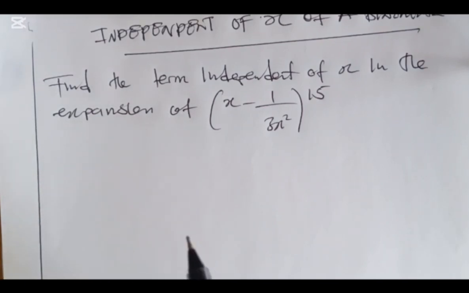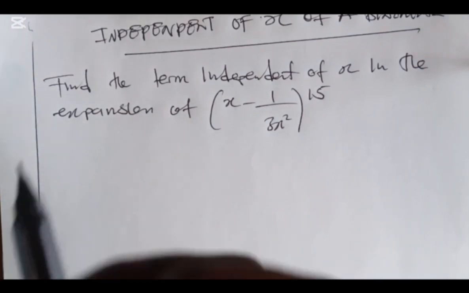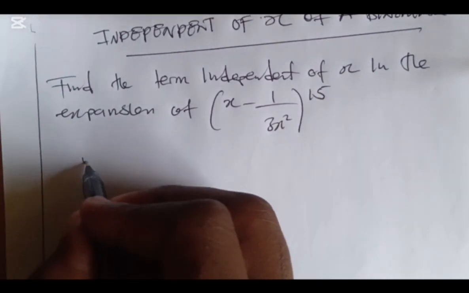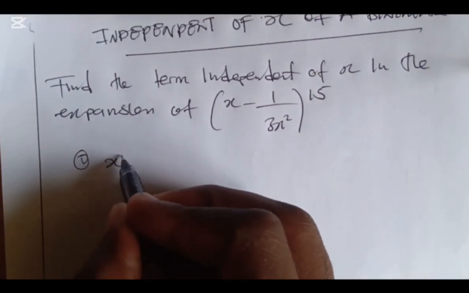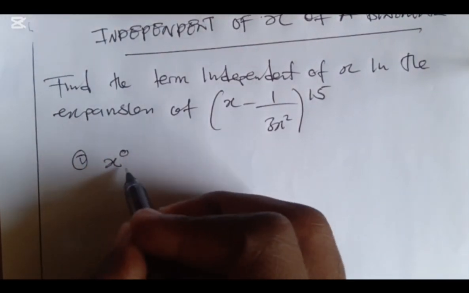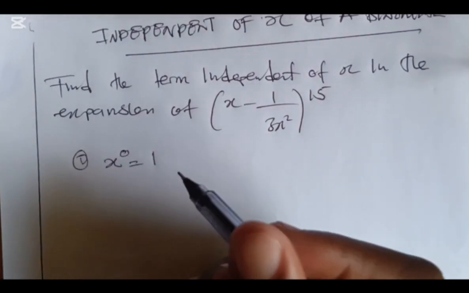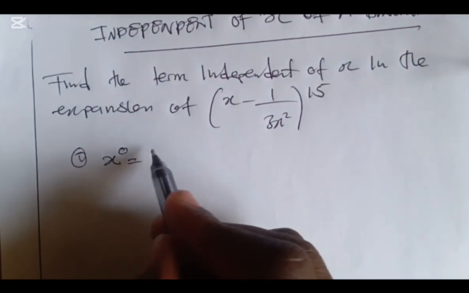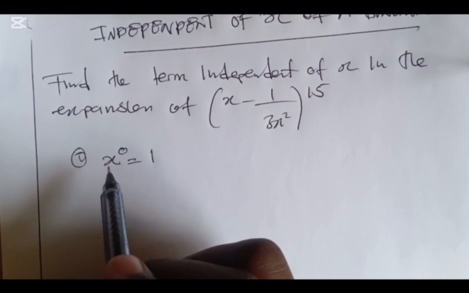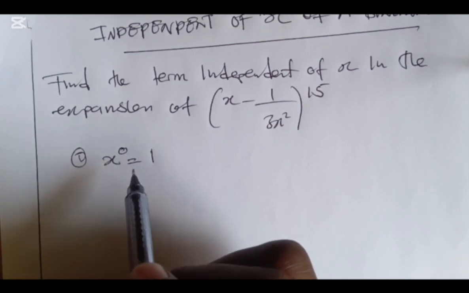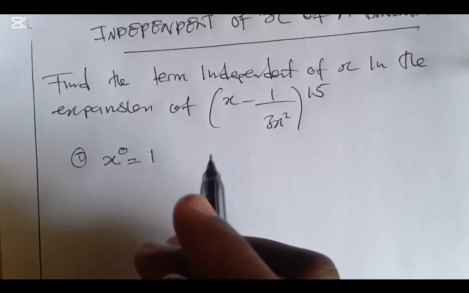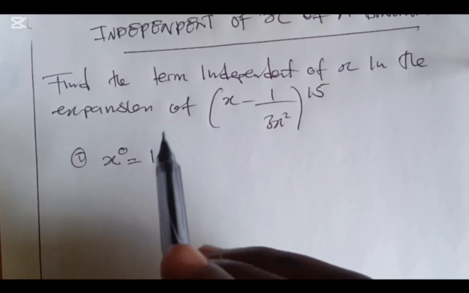So now when we refer to the independent term of x, what we mean is that we need to find that term that will have x to the power 0, because anything raised to the power 0 will be what? Will be 1. So that term will just have the coefficient of numbers and there won't be any variable of what? Of x.